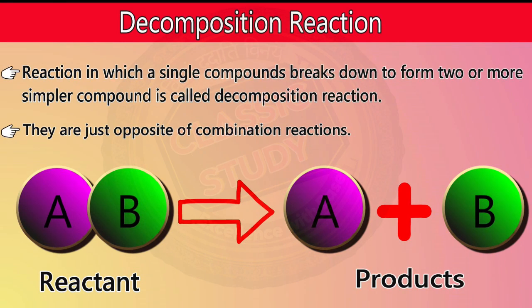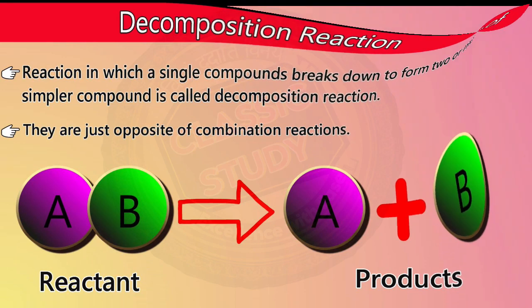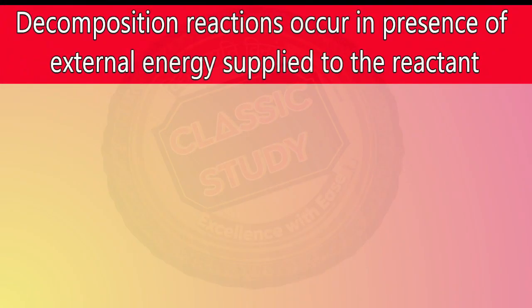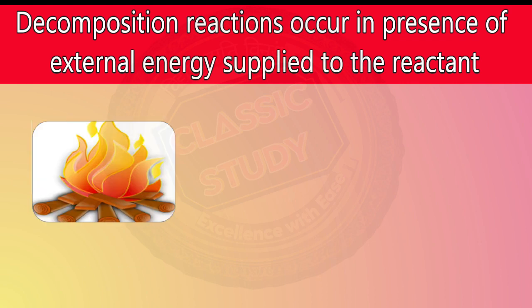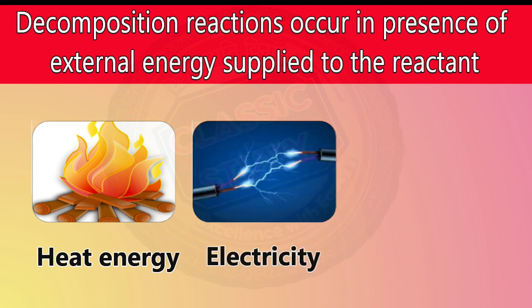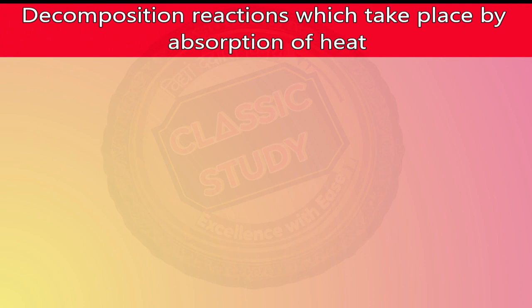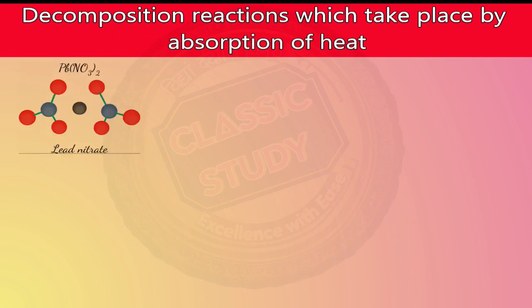The decomposition reaction requires some kind of external energy to proceed. So, some kind of external energy is supplied to the reactant so that it undergoes decomposition. This energy can be in the form of heat energy, electrical energy, or light energy. Decomposition reactions which take place by absorption of heat: we can see lead nitrate, Pb(NO3)2.